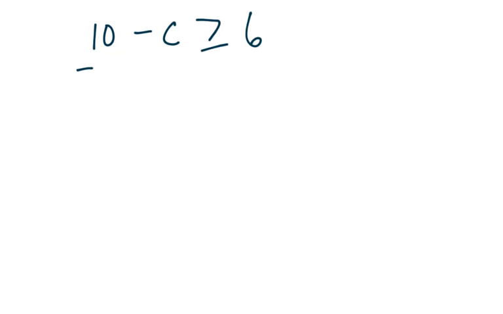So first thing, we want to get everything away from c. So I'm going to subtract 10 from both sides. The reason I picked the 10 is because it's on the same side as c, so I want to get rid of it. Alright, so now what I'm left with on this left side is a negative c is greater than or equal to 6 minus 10, which is negative 4.